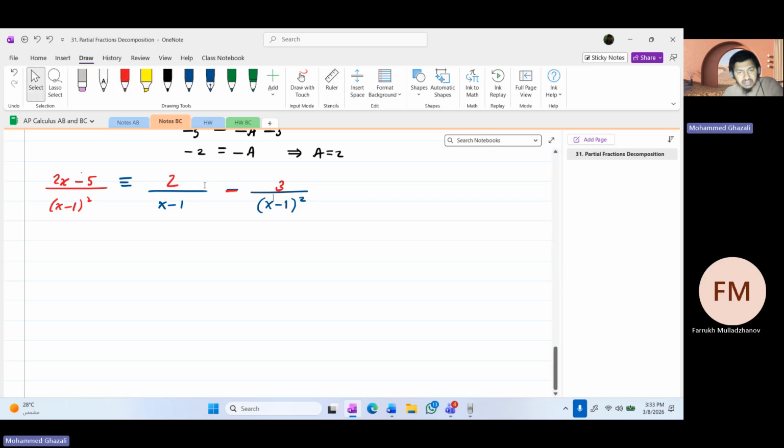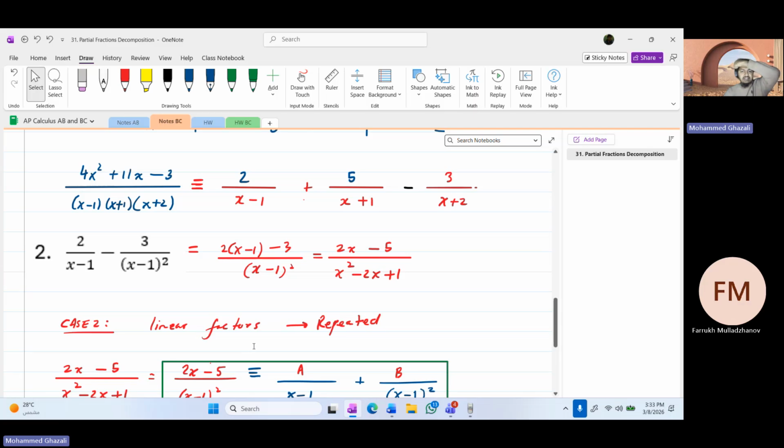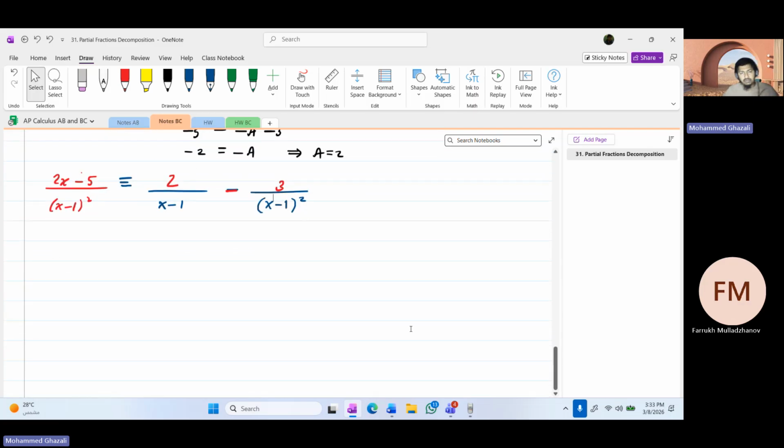Okay? And that's what I started off with, the question. So this is case 2, linear factors that are repeated. Now I just want you to look at something very important before we move on to case 3, because you need to understand the different types of polynomials, okay?